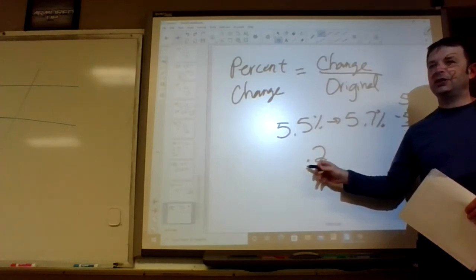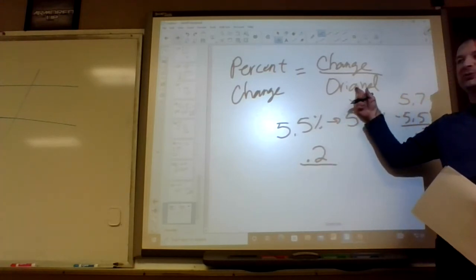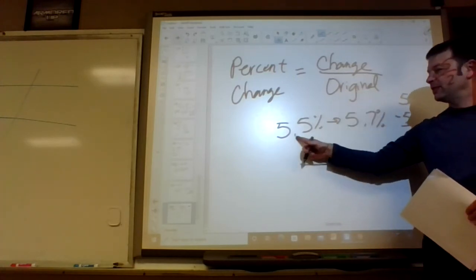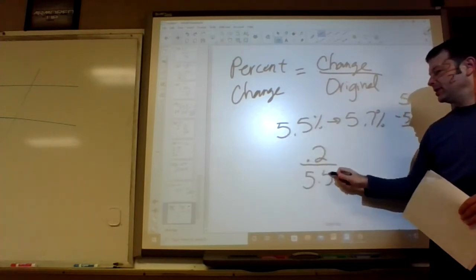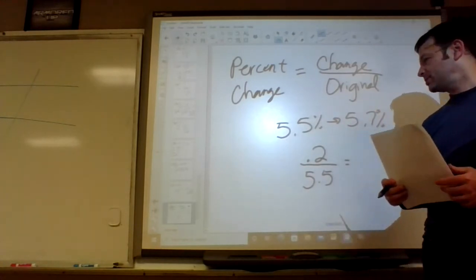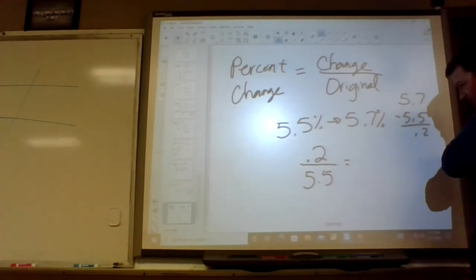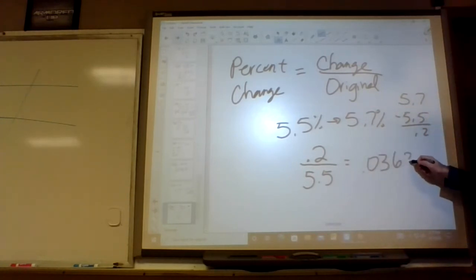Anyway, the change is 0.2 divided by, what's the original? That's 5.5. Original means the first. I'm gonna borrow this. 5.5, plug that in your calculator. The directions said round it to 0.1%. So somebody tell me what they get on this. 0.036. Wasn't it 3.6 repeating? It just goes like that.